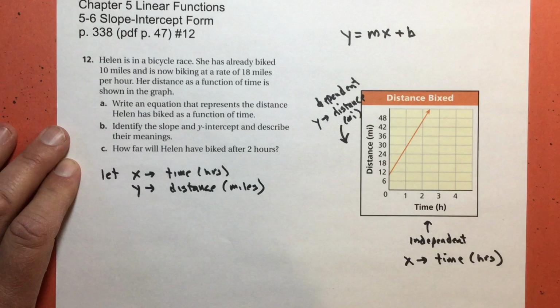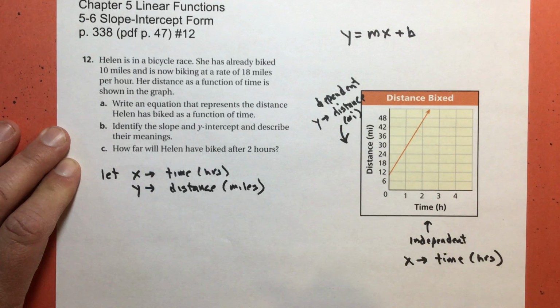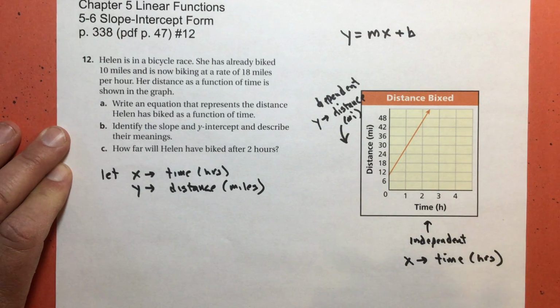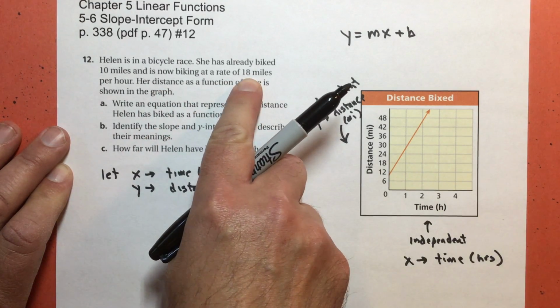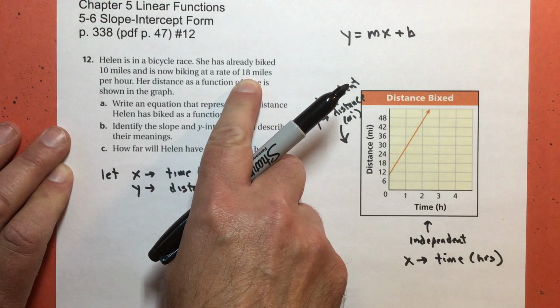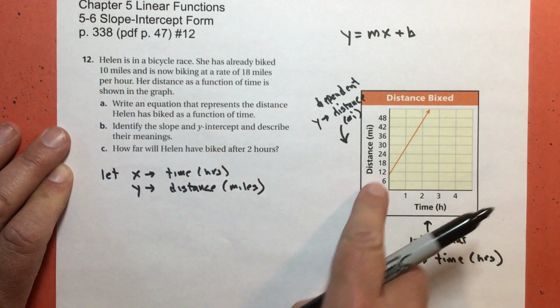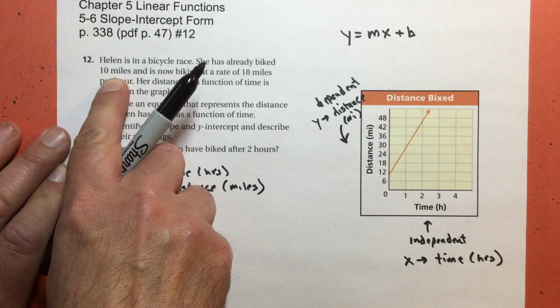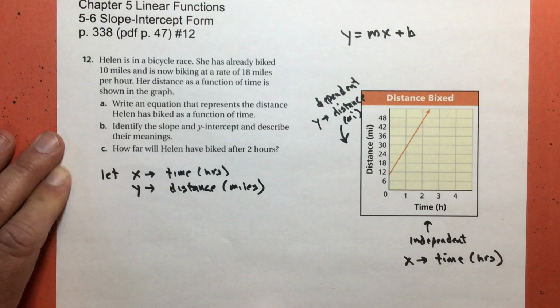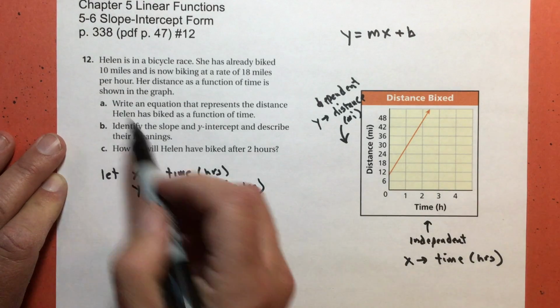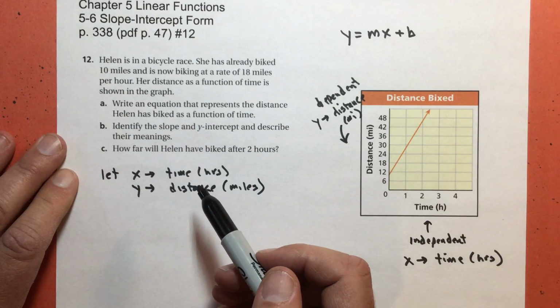But the m and the b get confused with variables because they're letters. That's not what a variable is. A variable is not a letter that stands for a number. A variable is a measurement that can change. At this point, she is biking at a constant speed of 18 miles per hour. And when we've started, she's already biked 10 miles. Those are not going to change in this problem, so they are constants. So we've got to figure out which one's the slope and which one's the y-intercept.